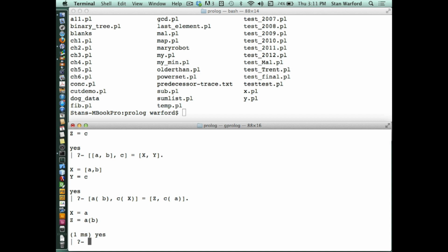All right, and what about car and cdr? Check this out. Suppose we have X match. Now, here's the way the car and the cdr work. It's the vertical bar, right? So it's little a, vertical bar, list [b,c,d]. And then list. Now, check this out.